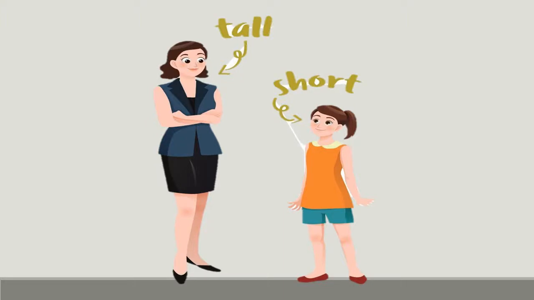In this video, we will learn tall and short. Children, do you know what is tall and what is short? When we compare two persons, things or objects on the basis of their height, we use the terms tall and short. Tall means something has a great height from bottom to top, and short means small in height.